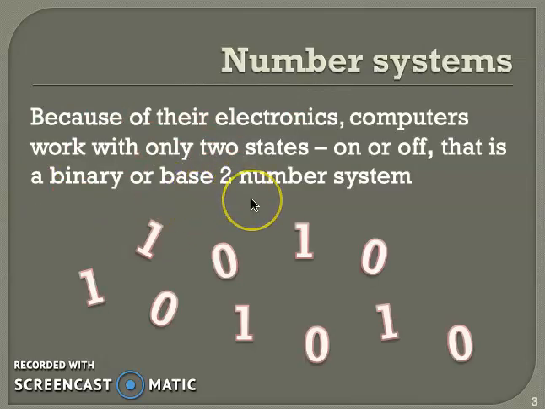Number systems. Computers work in only two states. Something could either be on or off. That is, it could be true or false, yes or no. This is interpreted in terms of the binary number system, base 2, either a 0 or a 1.